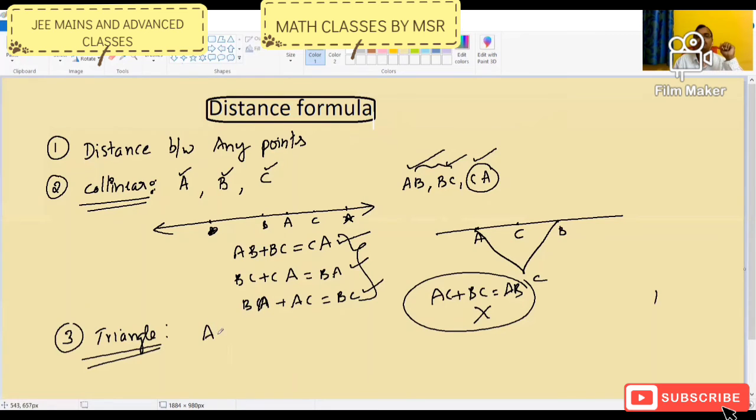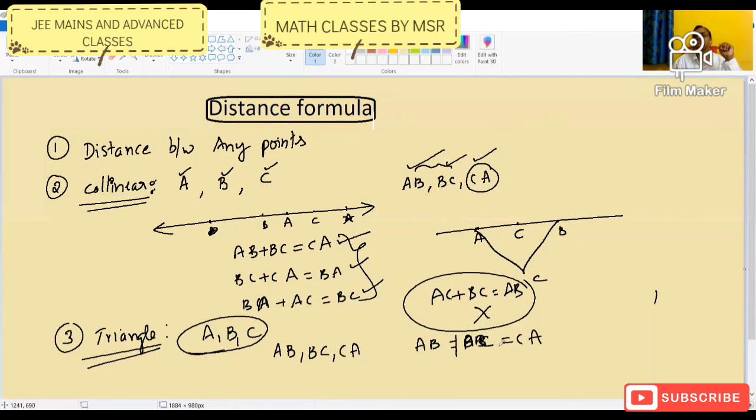For that also, when 3 points are given, we should immediately find the AB length, BC length and CA length. After calculating, if all the three distances are equal, AB equals BC equals CA, then we can say that the given 3 points form an equilateral triangle.